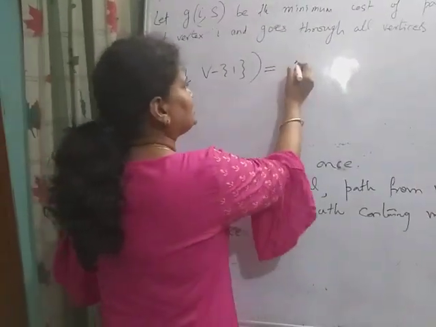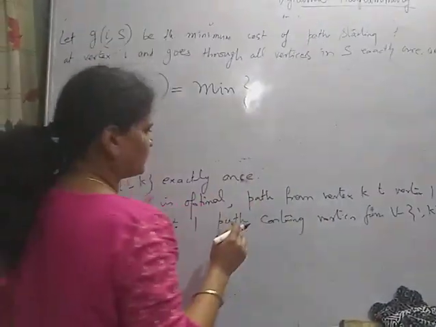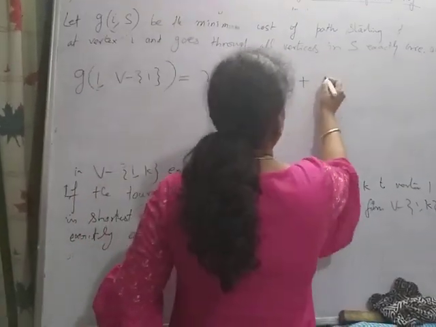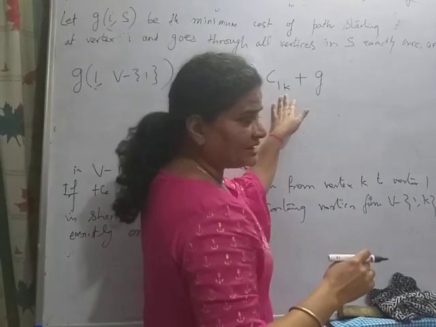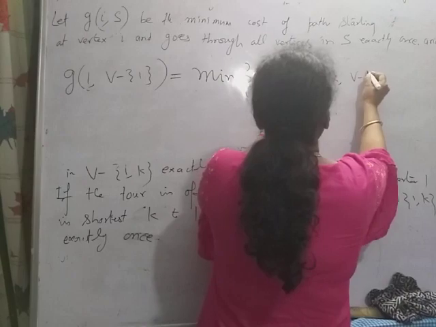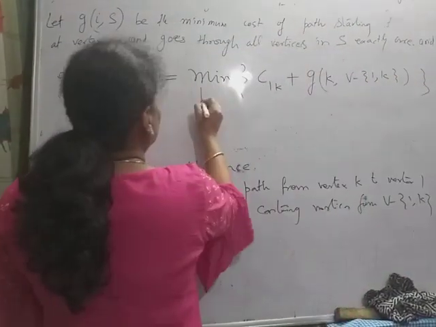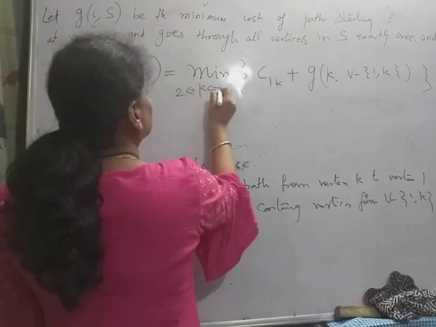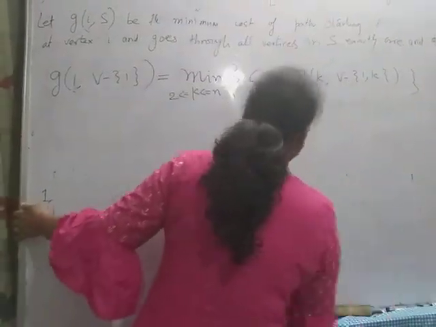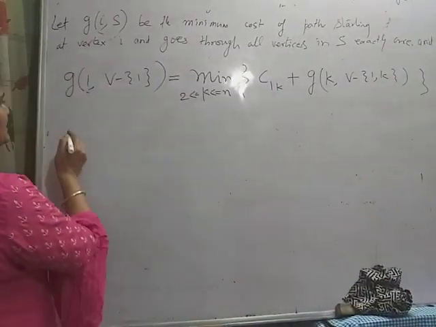So here the recurrence relation is the minimum of what? First it will select one edge of the form c1k, plus g(k, V minus {1, k}), the cost of the path from k through V minus {1, k}, for all k greater than or equal to 2 and less than or equal to n. This is the recurrence relation to solve the traveling salesman problem. Okay, now we can generalize it for i.